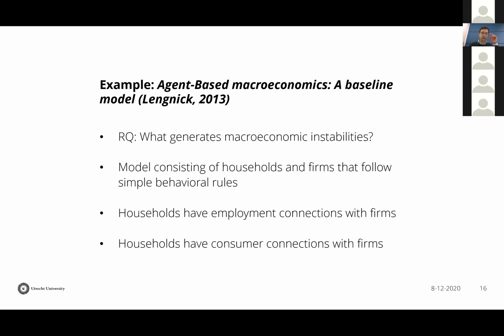So just as a brief example, I use this paper, Agent-Based Macroeconomics, a baseline model. And this paper also asks, okay, what generates macroeconomic instabilities? So first you have an agent level where households have an employment connection with firms, and they have a consumer connection with firms, and they all follow simple behavioral rules. So this is really this base level, which is usually motivated in a direct way.